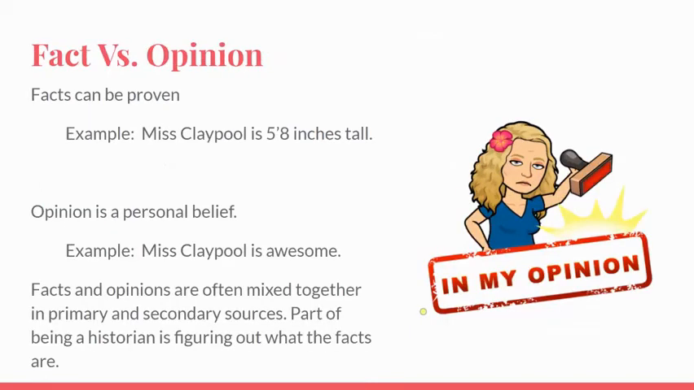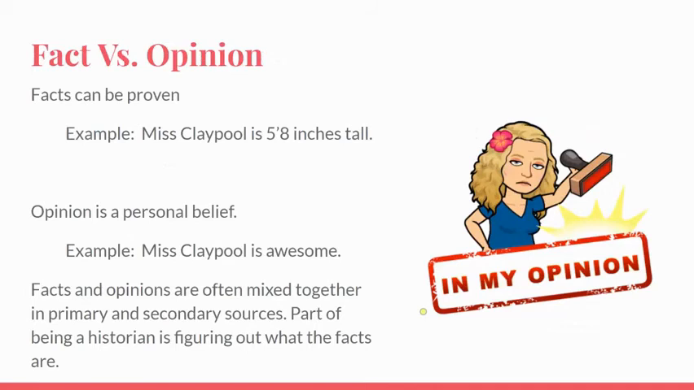The other idea that we talk about before we begin learning about history and social studies is the idea of facts versus opinions. So facts can be proven. So an example of a fact is pretty simple. Miss Claypool, me, I am 5'8" tall. That's a fact. You could measure me right now and you'd see I'm 5'8" tall.